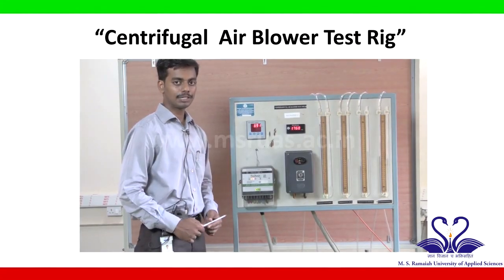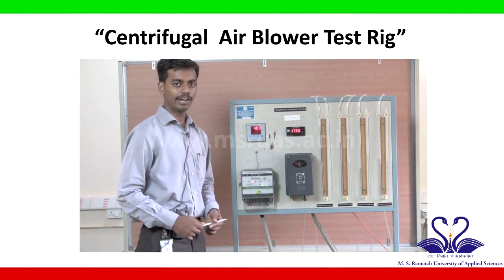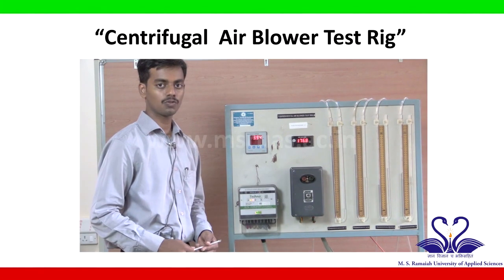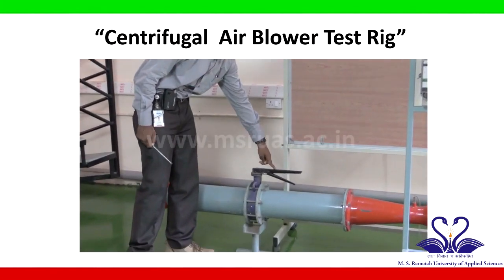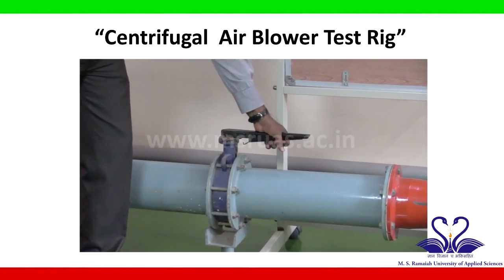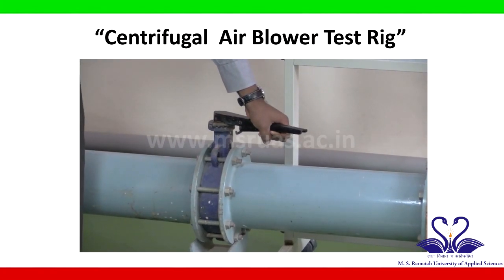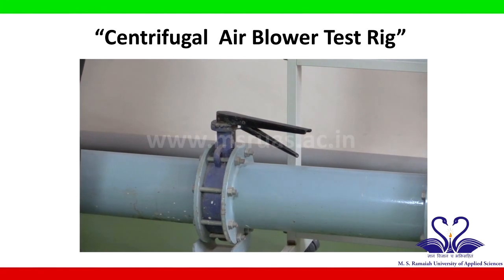Now, one set of readings has been taken. The next set of readings can be taken by closing the discharge valve. Initially, the valve was 100% open. We can close the discharge valve to 75%, 50% and 25% and then repeat the same experiment.